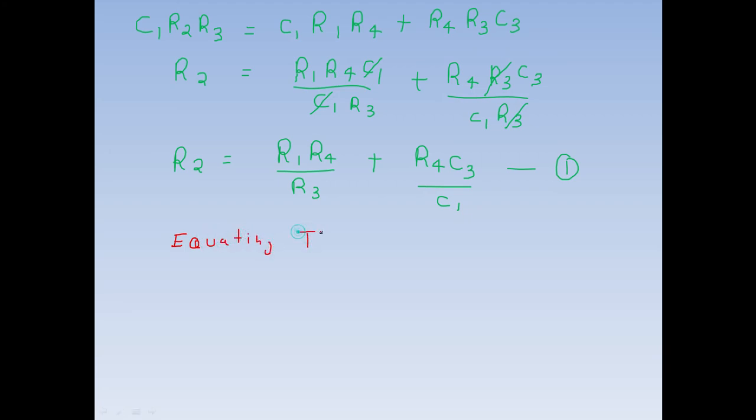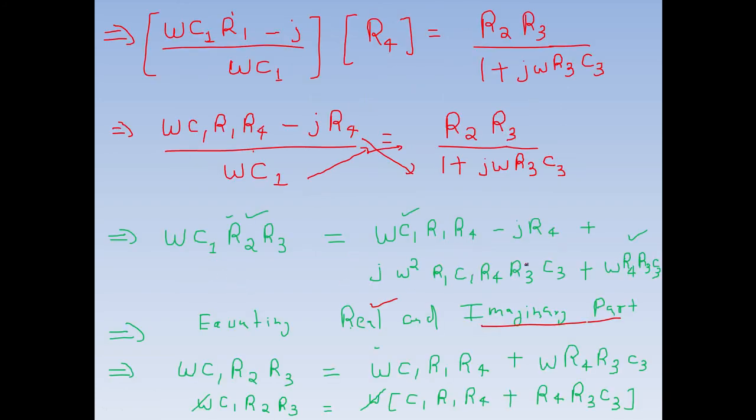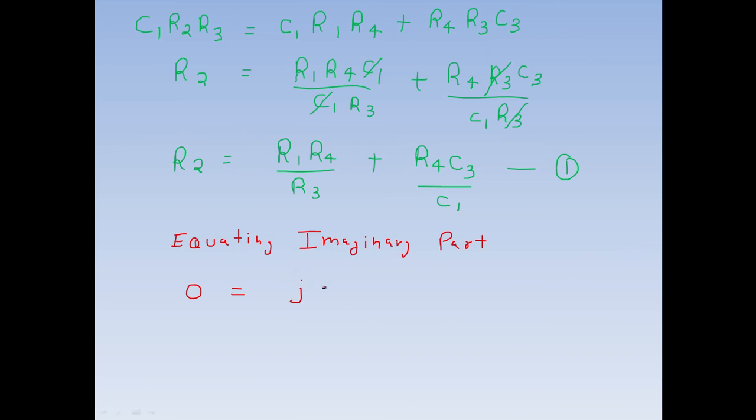So equating the imaginary part, this is 0, which is equal to, left hand side 0 and right hand side is j omega square R1 C1 R4 R3 C3 minus j R4.